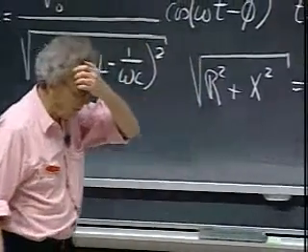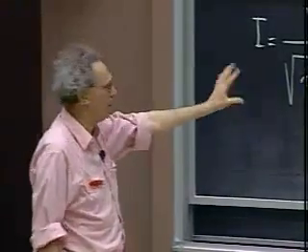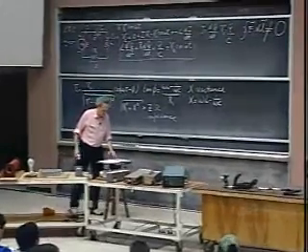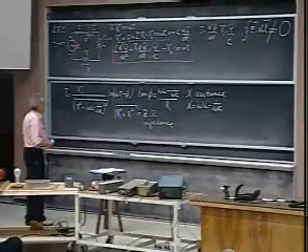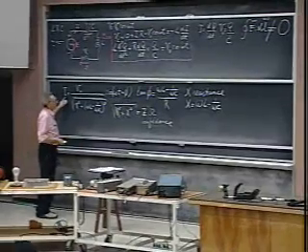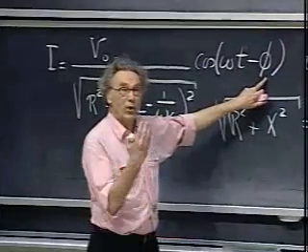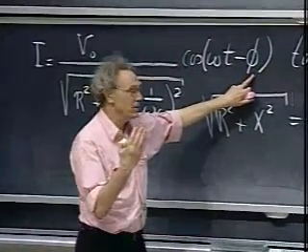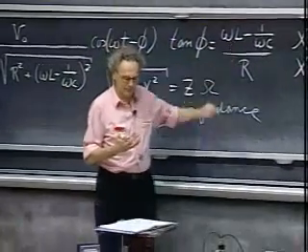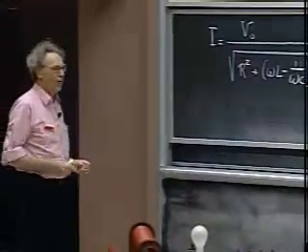Now, there are several interesting things that you can see in this solution. We have to start digesting this whole solution. For one thing, you can see that the current can be delayed over the driving voltage when phi is positive. Then the current comes later than the voltage. And that's the result of the inductor.